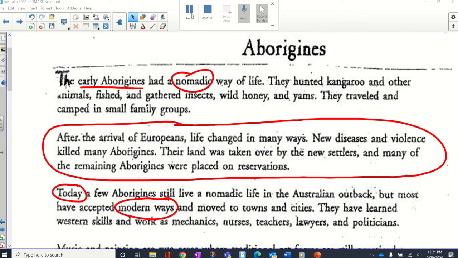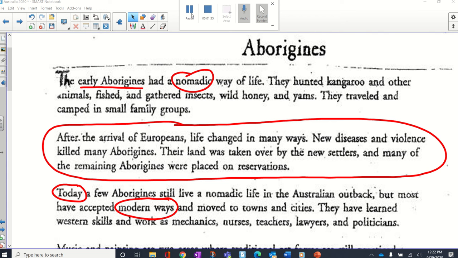And then you're going to circle that whole second paragraph. So the Aborigines were in Australia doing their thing and then overcome by the Europeans, the people from Great Britain. Hey, would you read that entire paragraph for us? After the arrival of the Europeans, life changed in many ways. These diseases and violence killed many Aborigines. Their land was taken over by the new settlers and many of the remaining Aborigines were placed on reservations.